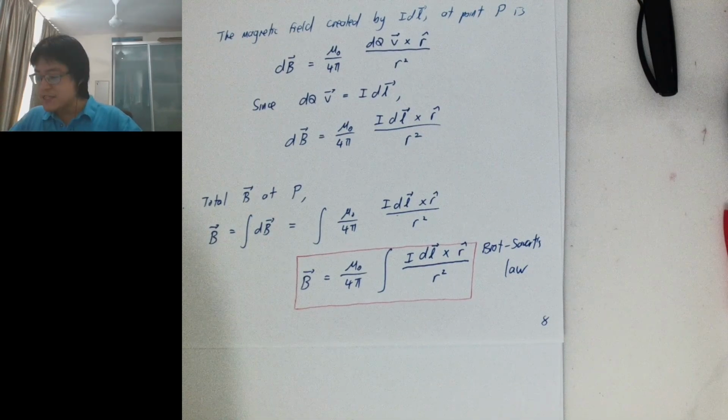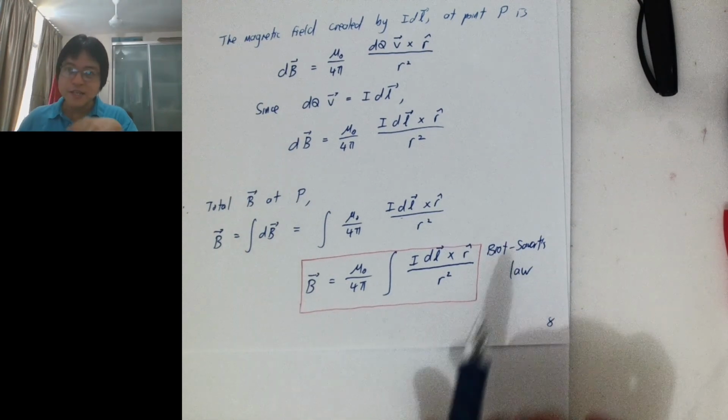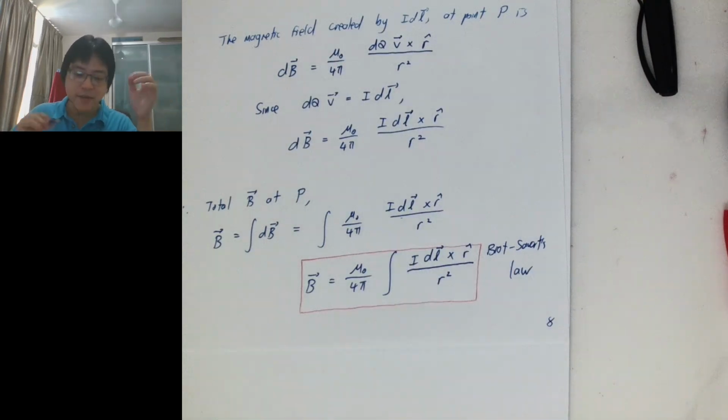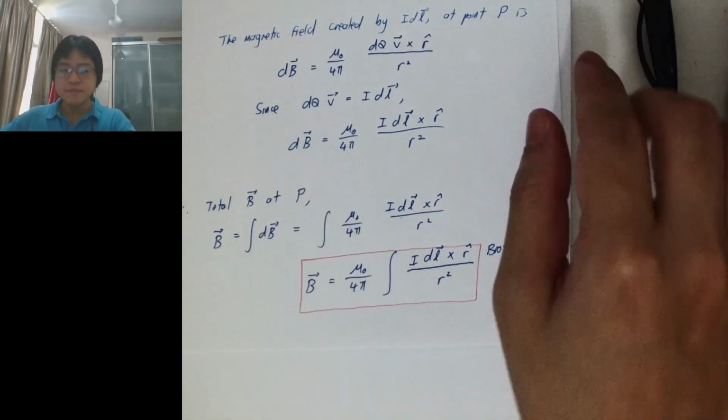Imagine Judge Dredd saying, or Biot-Savart wearing a Judge Dredd helmet saying, "This is my law." Okay. So it's a magnetic field created by this piece of wire.